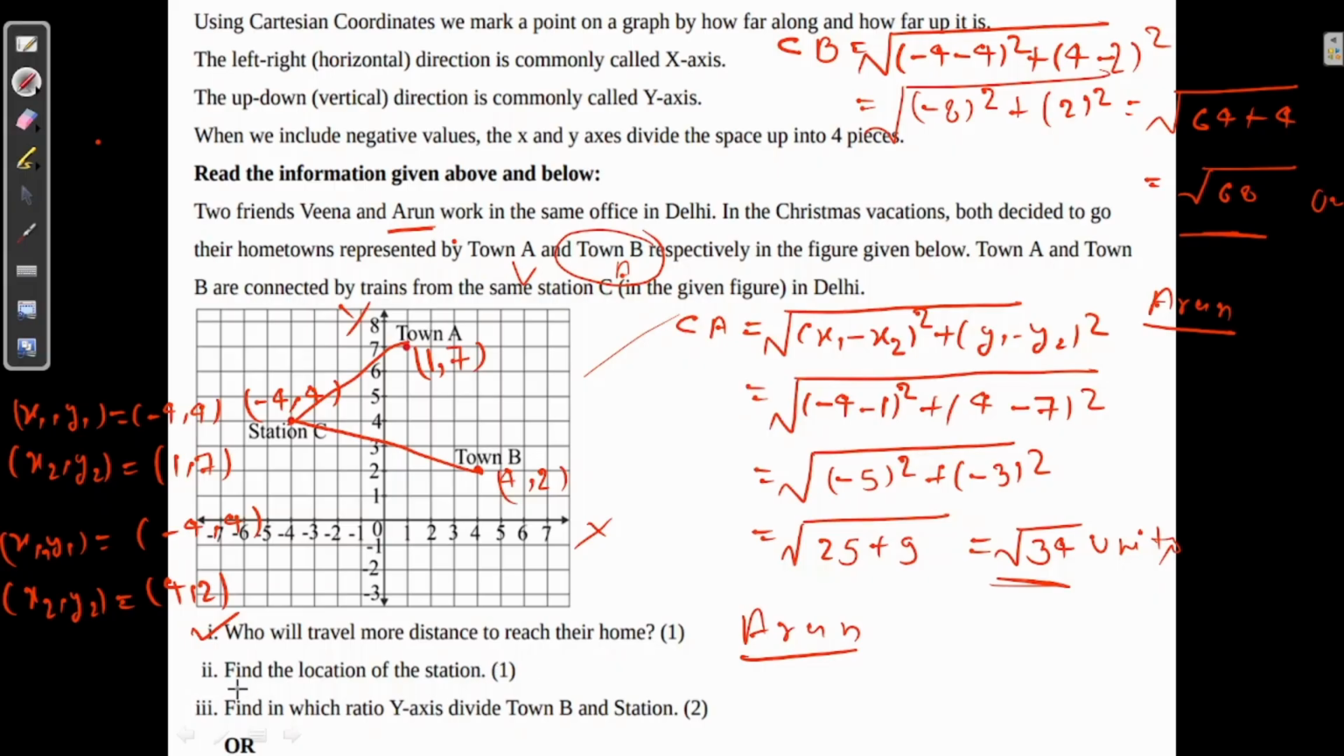Okay. Then the second one, find the location of the station. How easy it is. The location of station C is (-4, 4). Quite easy, no? Now find in which ratio the y-axis divides town B and the station. In which ratio is the y-axis dividing it? This is a problem related to the section formula, which I am going to explain once I have explained a similar problem from your NCERT book. In 7.2 one problem is there, but if you are not able to solve it, no problem. Try to see how I am going to solve it in front of you.